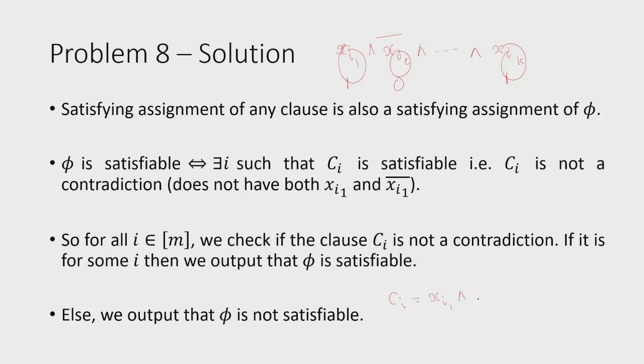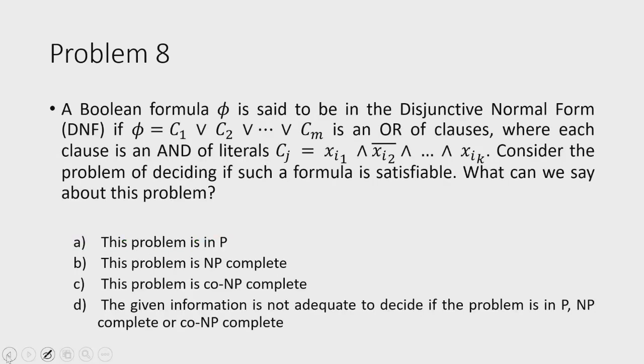So the clause looks like this. Is there any fixed format of the clause given in the question? I could not see the question completely. Yeah, so this is a format of a clause: Cj is xi1 and xi2 and so on, where each clause is an AND of literals. So here is an example of a clause. We can have a different form of the clause also, wherein the second literal need not be complemented. That's also fine.